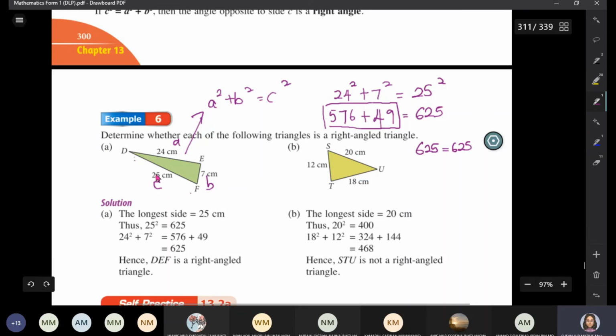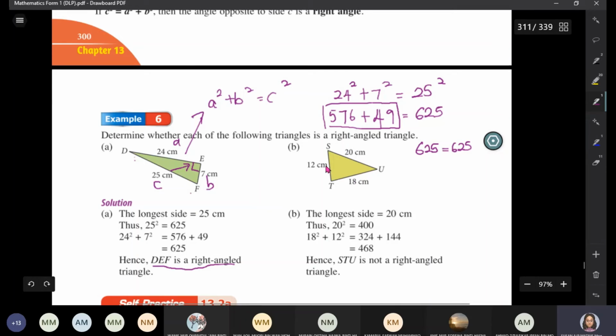DF, or 25, is the hypotenuse. When it is the hypotenuse, of course the opposite of this side will be a right angle. So because of that we can make a conclusion that DEF is a right angle triangle. Okay, so same thing goes here, class.